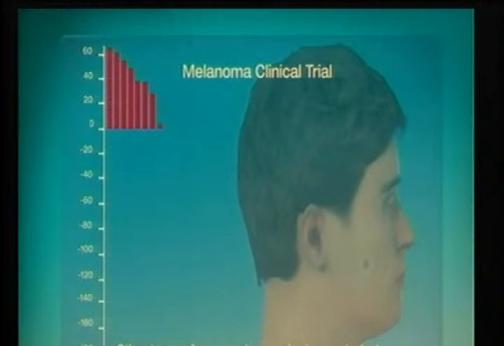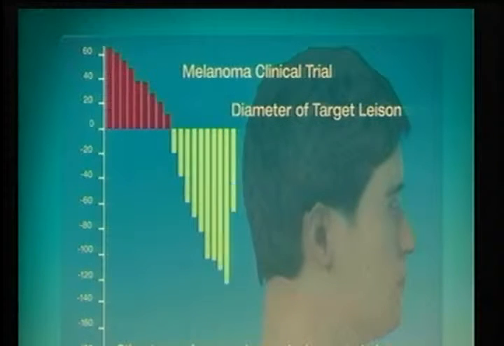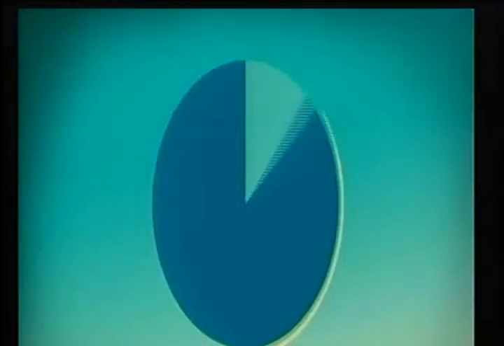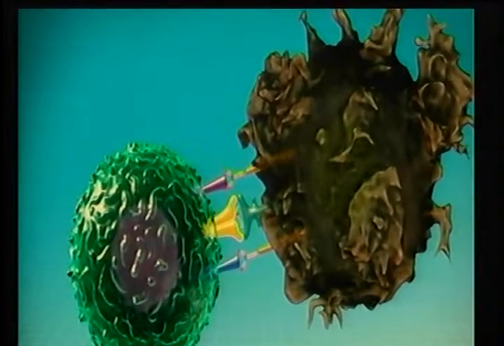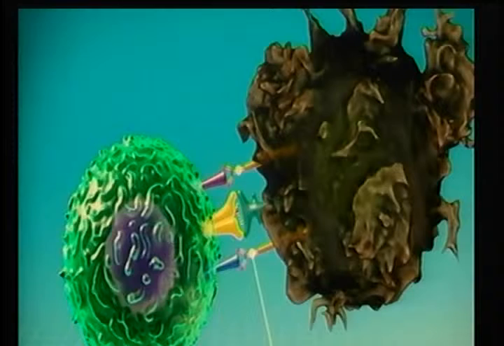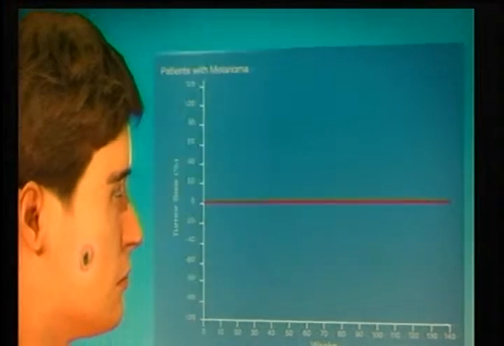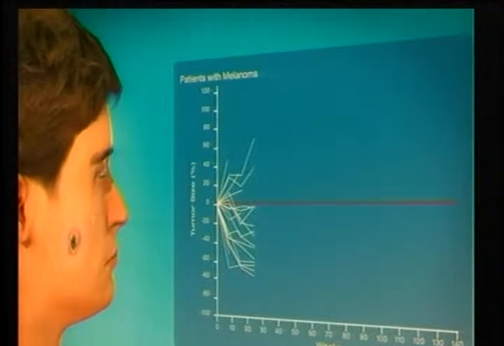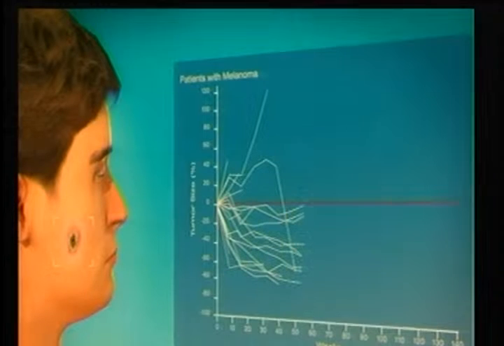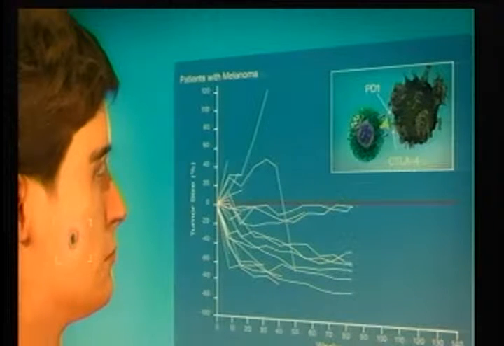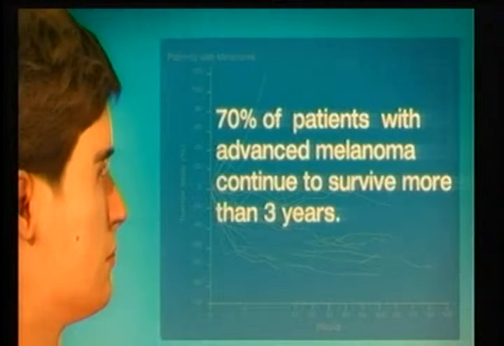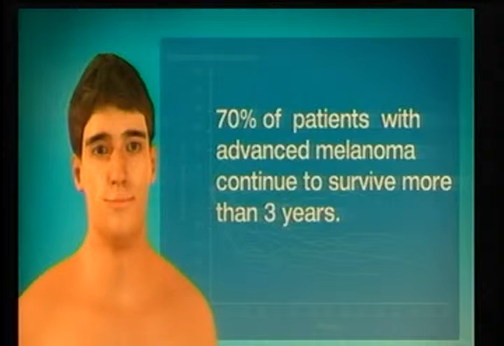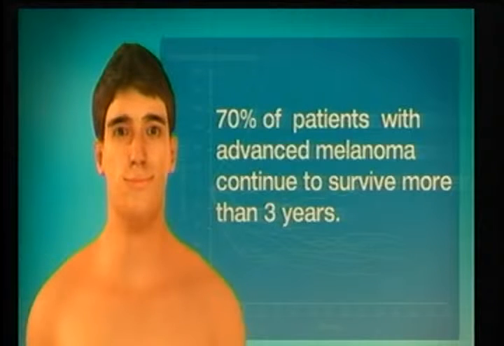For example, patients in this clinical trial have melanoma, a kind of skin cancer. 50% of people with advanced melanoma die in 12 months, until recently. Patients were treated with antibodies against both CTLA-4 and PD-1. Growth of the melanoma tumor in different patients was recorded and plotted out in a graph. The growth lines show that targeting both CTLA-4 and PD-1 encourages T cells to fight cancer. With this combination approach, 70% of patients with advanced melanoma continue to survive more than 3 years.